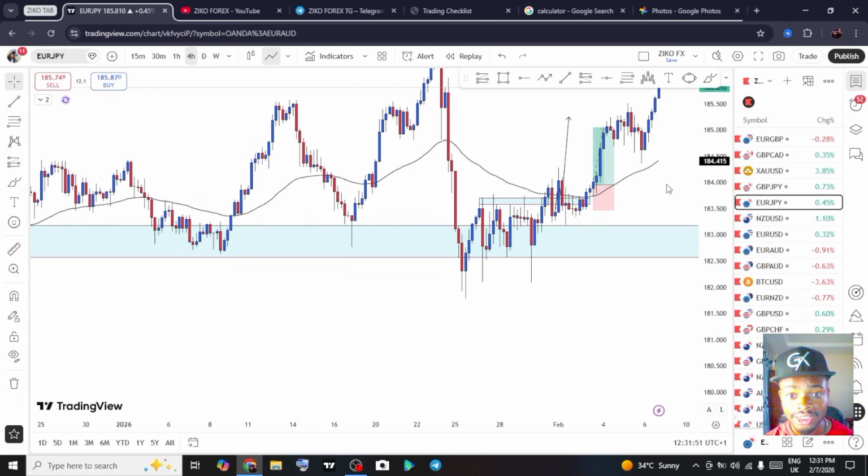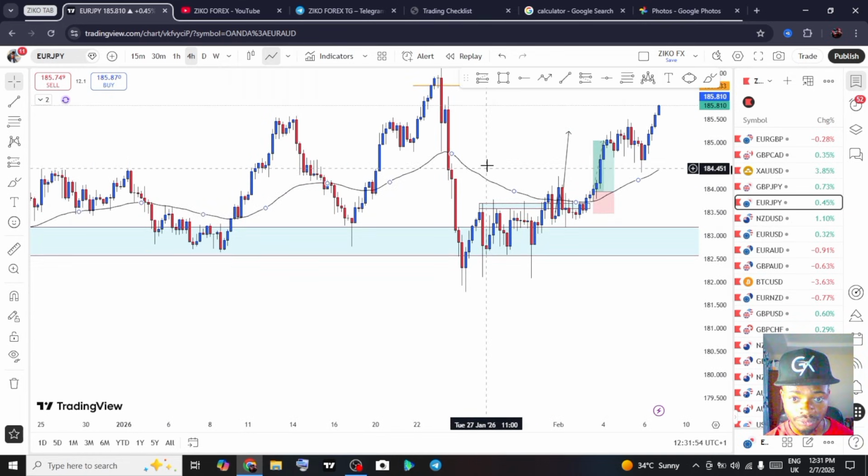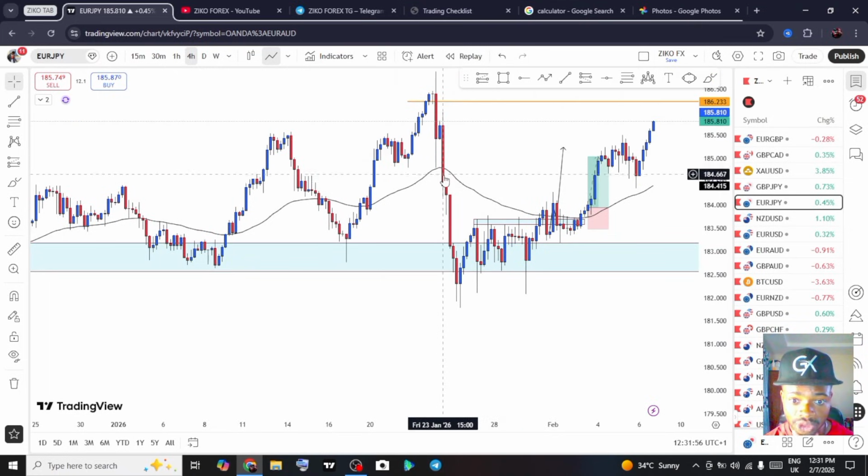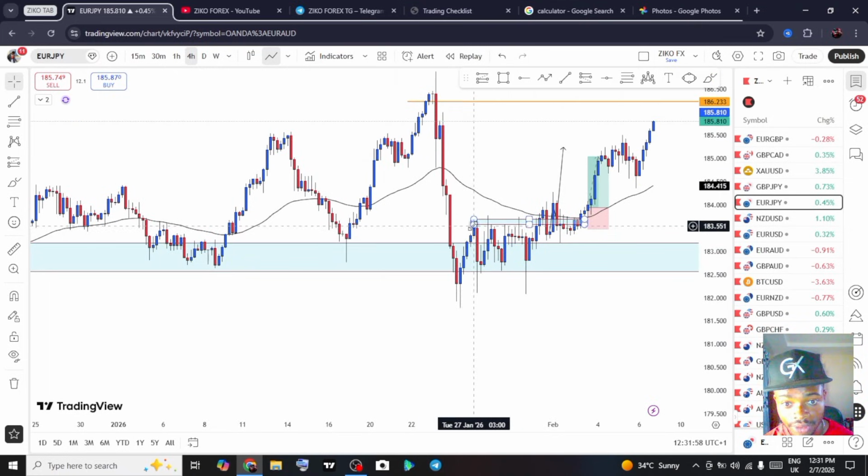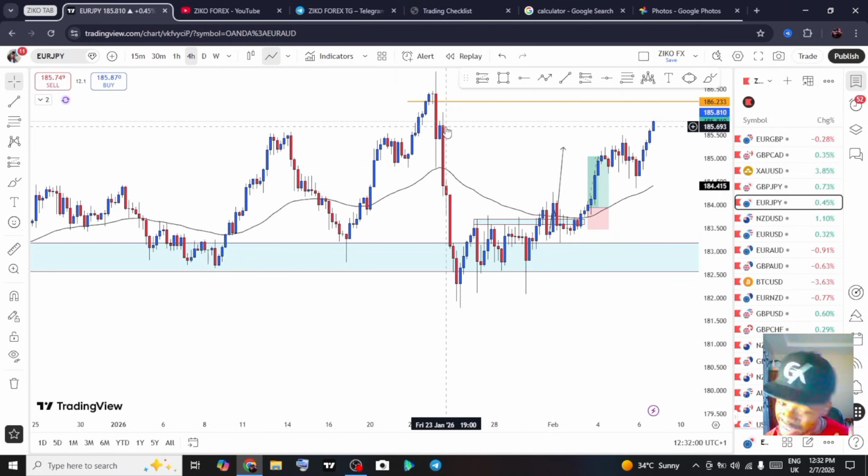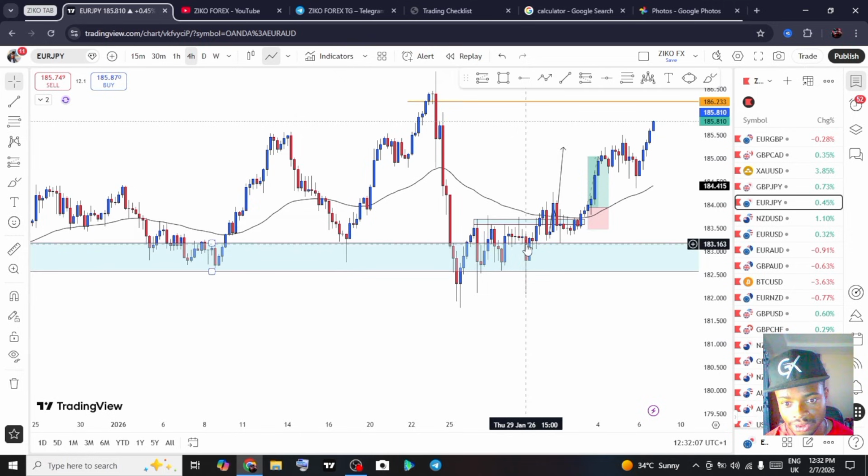Now if you look at the 4-hour time frame, when we came to the area of interest, we reacted from the area of interest. Now what is the 4-hour time frame? It is still bearish, right? The 4-hour time frame actually is still bearish. But if you look at internal market structure, we started breaking highs.